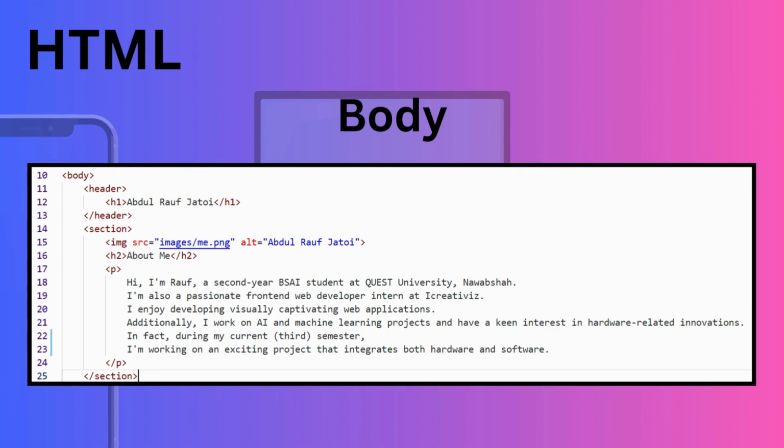Now you can see in this section I am only talking about myself, and you can see my image. And then you can see in the paragraph tag I am adding some information, like, hi, I am Abdul Rauf, a second year BSc student, and stuff like that. Okay, so this is the first section of the body, after the header.